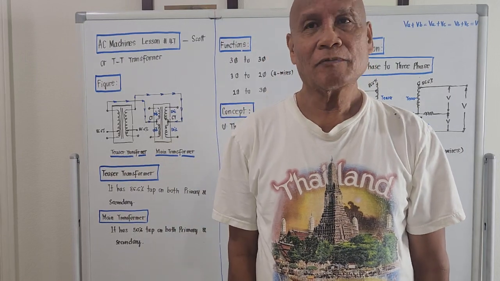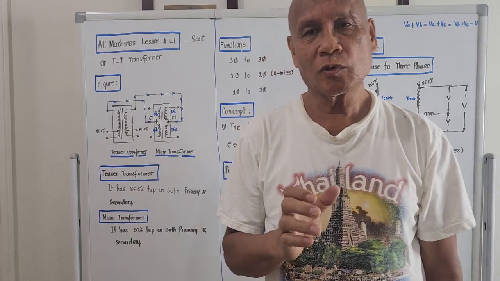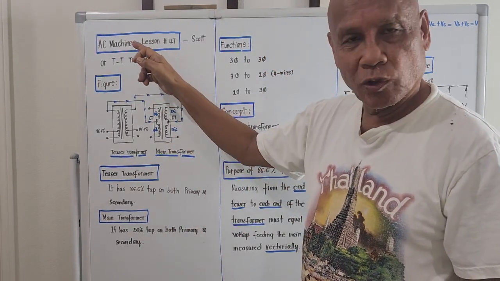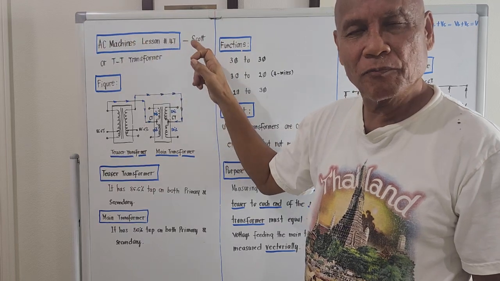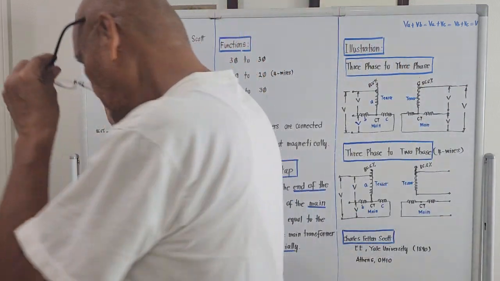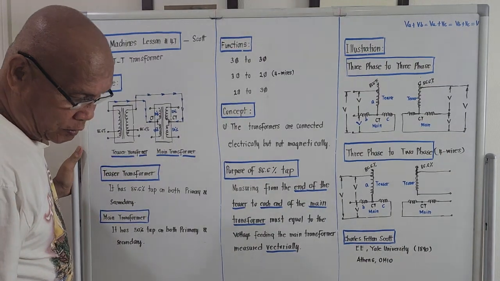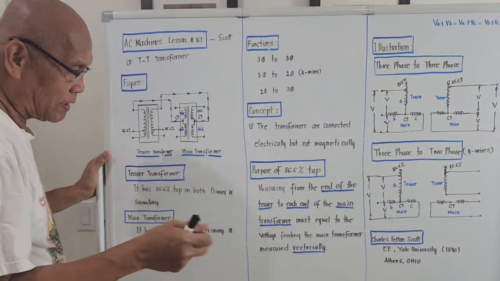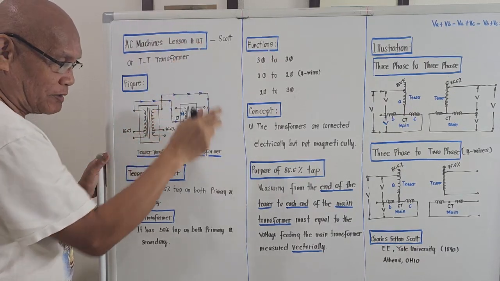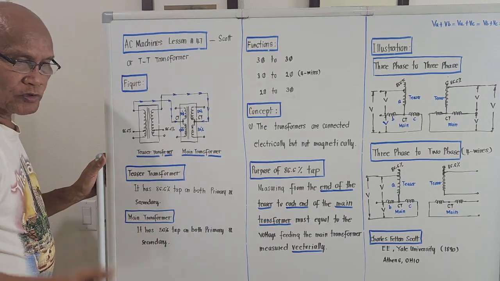My topic for tonight will be a long video format discussion, a continuation of my AC machines series, lesson number 47. Let's proceed. The title of tonight's long video format discussion is AC machines, lesson number 47. We are still on transformers and we are almost done.